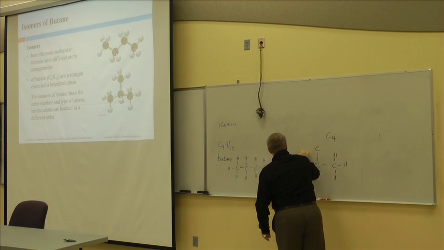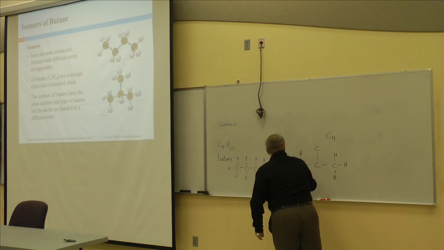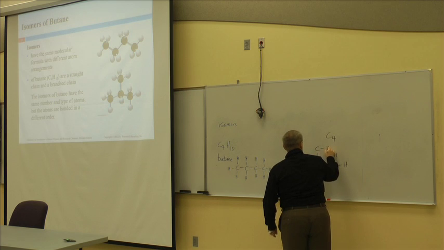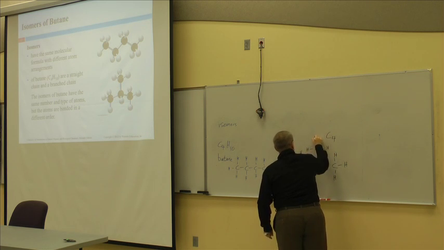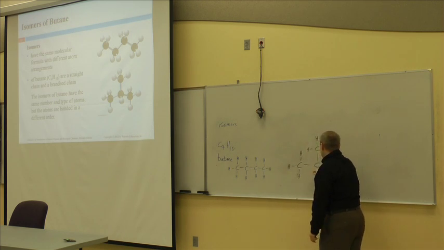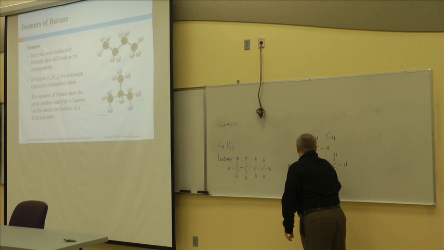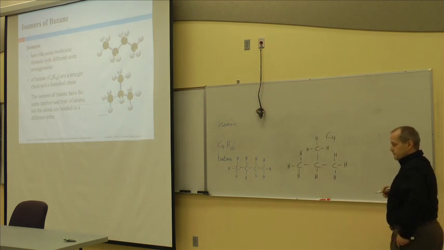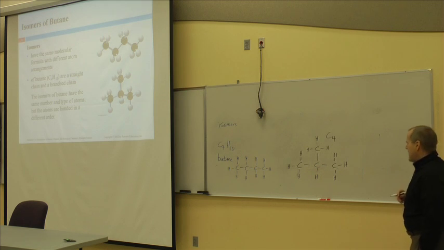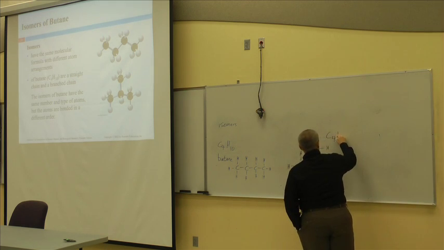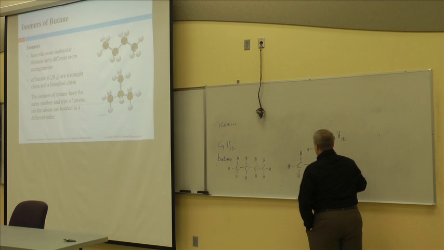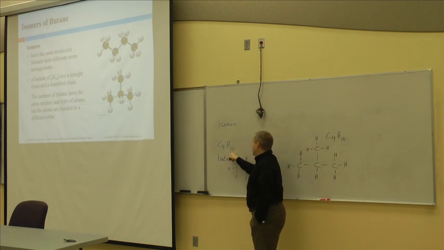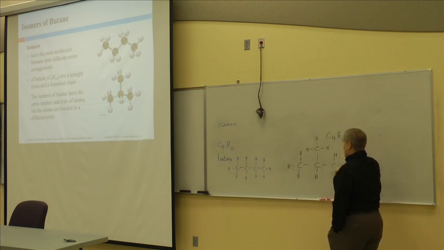This one has to have 3. This one has to have 3. Now this one has to have 1. Now you tell me, chemists, does this molecule have 10 hydrogens? Yes. And so it has the same number of hydrogens. This one has C4H10. This one has C4H10.